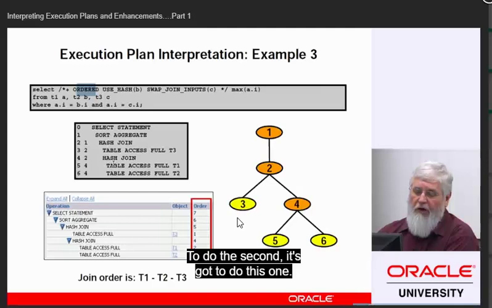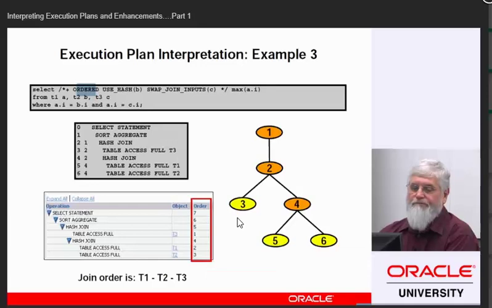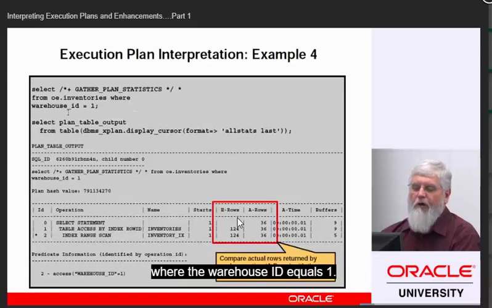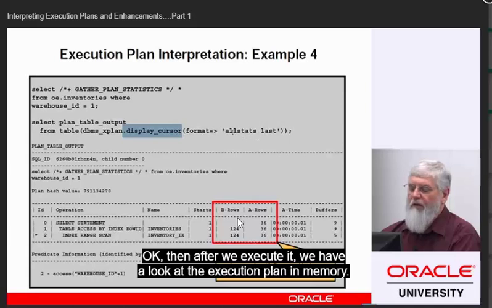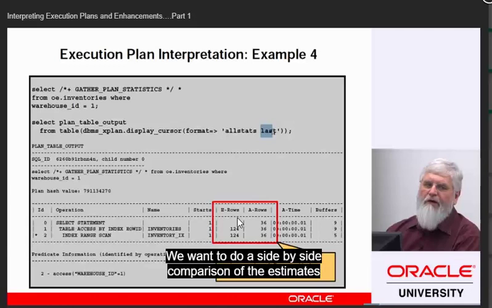Execution plan interpretation number 4. So this one we gathered statistics on it. Again, we were doing a select of the order inventory where the warehouse ID equals 1. Then after we execute it, we have a look at the execution plan in memory. We want all stats and we want the last one. We want to do a side-by-side comparison of the estimates to the actual rows we return to see if the estimates were actually accurate.